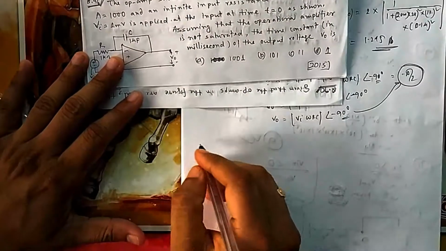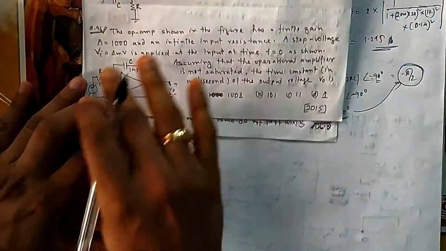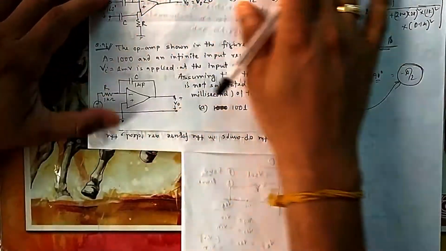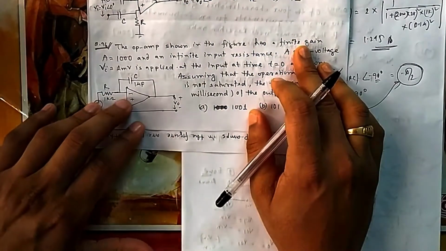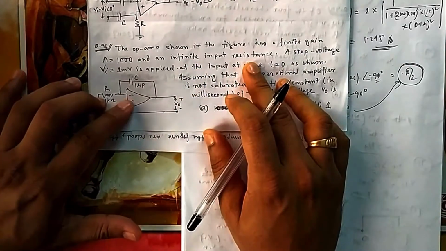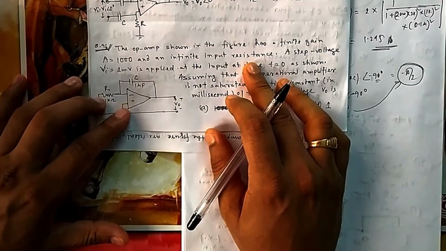Okay students, if you come to question number 96, what are they asking here? The op-amp shown in the figure has a finite gain. It is not an infinite gain op-amp. A is equal to 1000 and an infinite input resistance. Input resistance is infinite, that's okay.